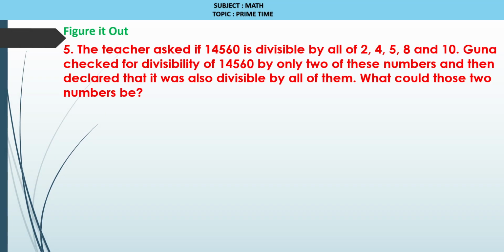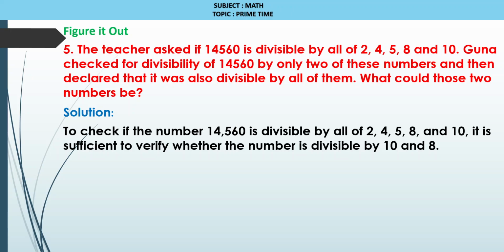Figure it out. Question number 5. The teacher asked if 14,560 is divisible by all of 2, 4, 5, 8 and 10. Guna checked the divisibility of 14,560 by only 2 of these numbers and then declared that it is also divisible by all of them. What could these 2 numbers be?